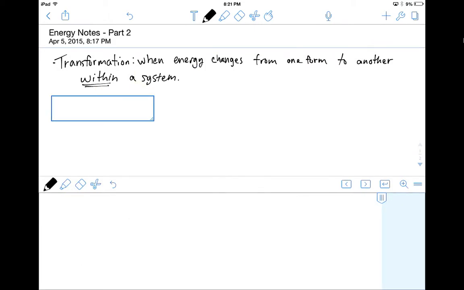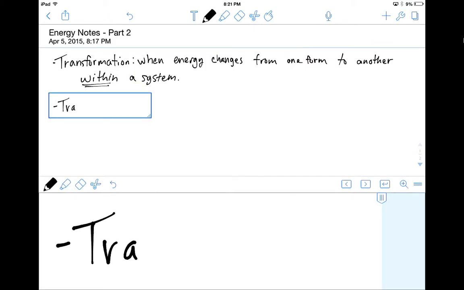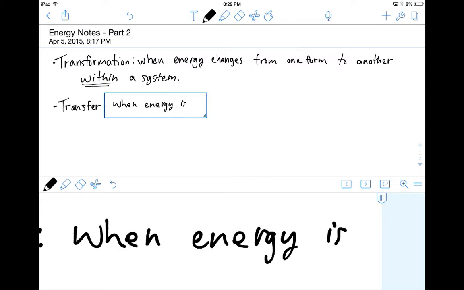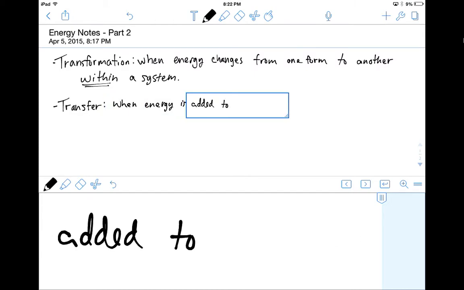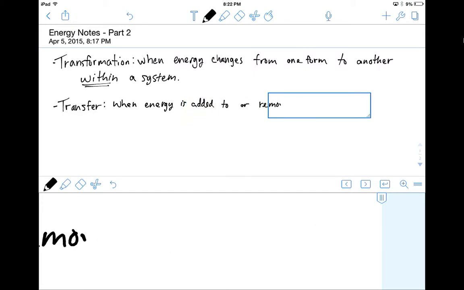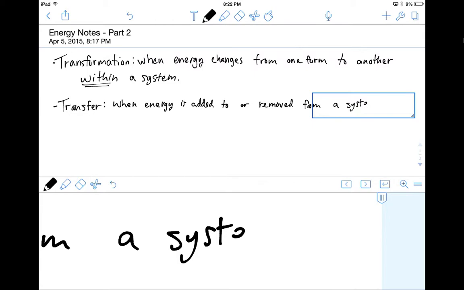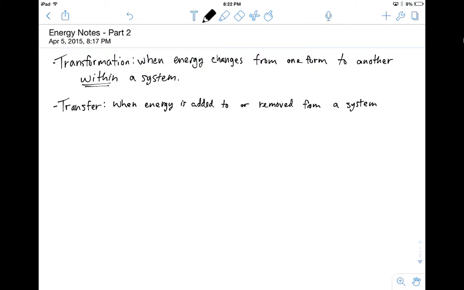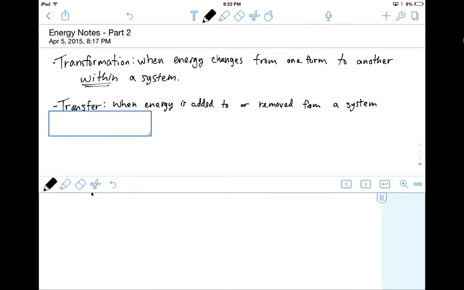All right. The next thing that we talked about is similar but different, and this is transfer. That looks like a V. Transfer. Okay, so transfer, remember that this is when energy is added to or removed from a system. Okay? So remember, that's when the system interacts with something else, something outside of the system, and then it either loses some energy or gains some energy. So this is like when the bowling ball hits the can. We call that a transfer because the can is not part of the system.